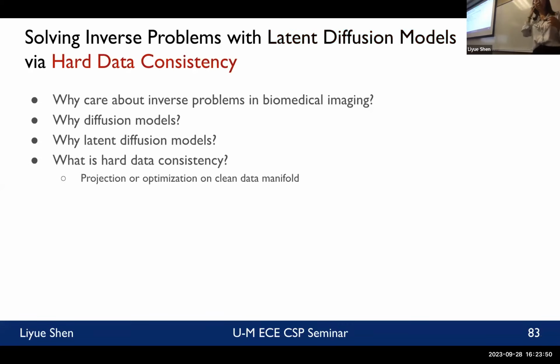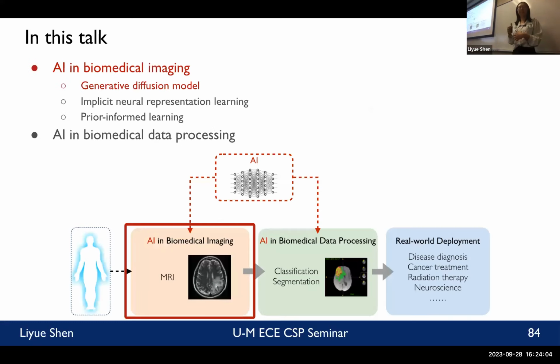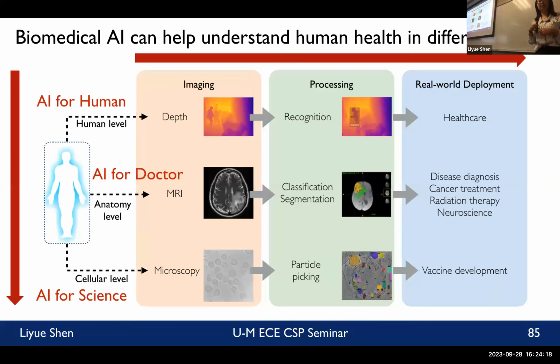And finally, we show that our algorithm, which is called ReSample, uses this kind of hard data consistency by doing the optimization on the clean data manifold, or exactly the clean latent code manifold, to guarantee the data consistency. So this comes to the end of this talk, where we specifically talk about a specific topic under AI in medical imaging, especially the relevant techniques about generative diffusion models.